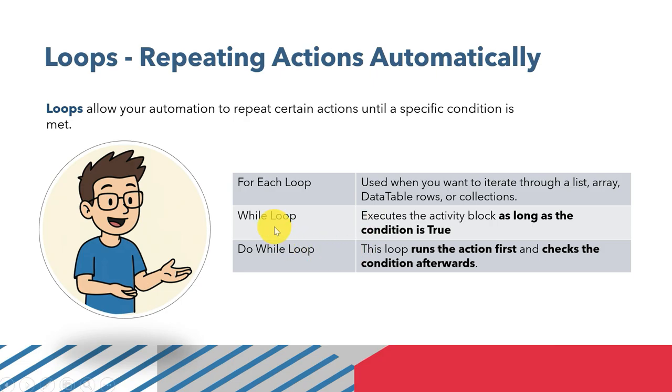Another one is the while loop. You will generally see this very common loop, that is the while loop. It executes the activity block as long as the condition is true. Another, not so important but generally used based on the scenarios, is the do while loop. This loop runs the action first and checks the condition afterwards. Again, let's switch to the UiPath Studio and try this out practically.